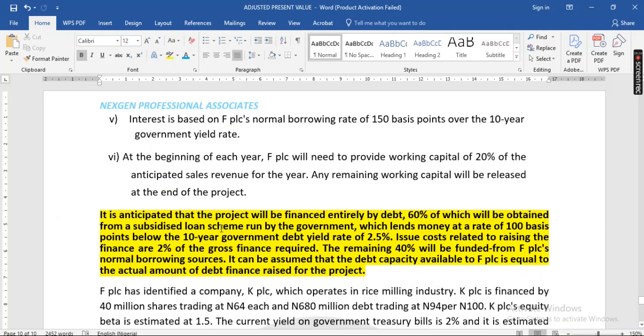60% of which will be obtained from a subsidized loan scheme run by the what? By the government. When you add the working capital plus the cost of the investment, 60% will be financed from the subsidized loan by the government. Which lends money at a rate of 100 basis points below the 10-year government debt yield of 2.5%.